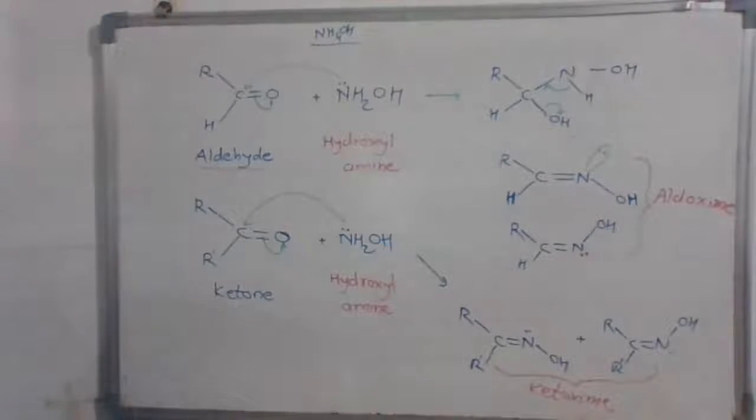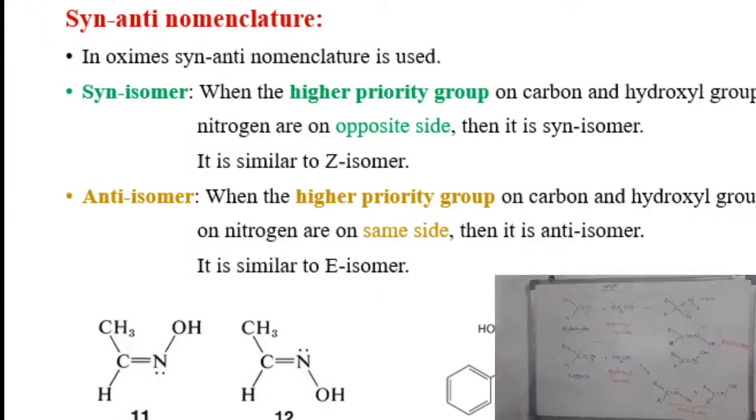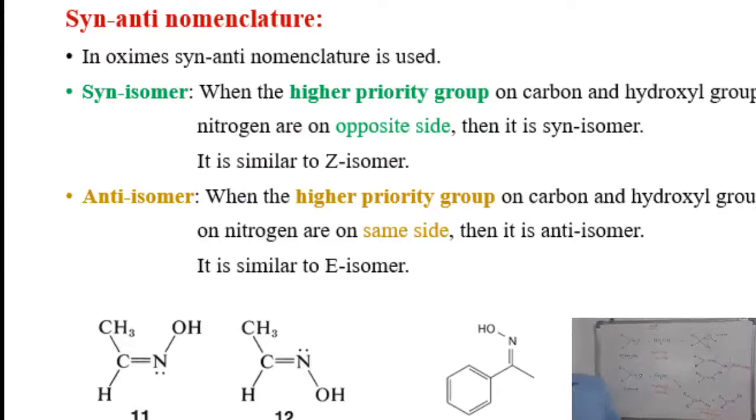Now let's see how the nomenclature is done in case of oximes. In oximes, we do not use cis-trans nomenclature. We do not use EZ nomenclature. Instead of this, we use syn-anti nomenclature system. So what is syn and what is anti? That we shall see now.